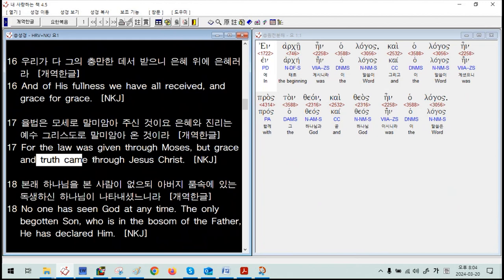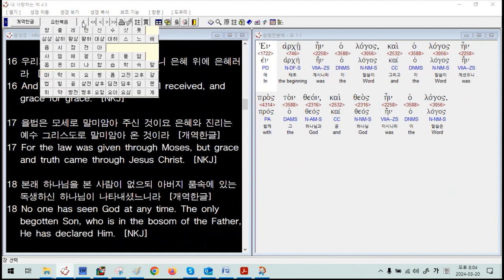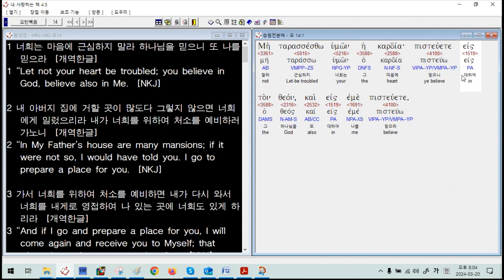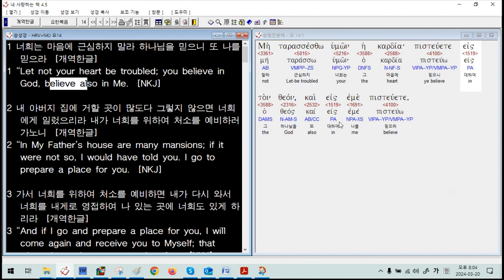That's why when we go to another place, John chapter 14, you know, Jesus is about to go to the crucifixion. So let not your heart be troubled. You believe. Again, this is another incorrect translation. You look at the right side. You see here, into. Motion and action to become one. You believe into God, believe also into me. Both of them use the preposition eis.